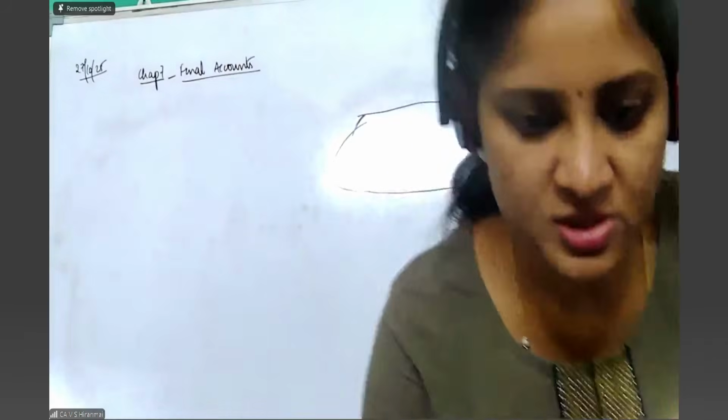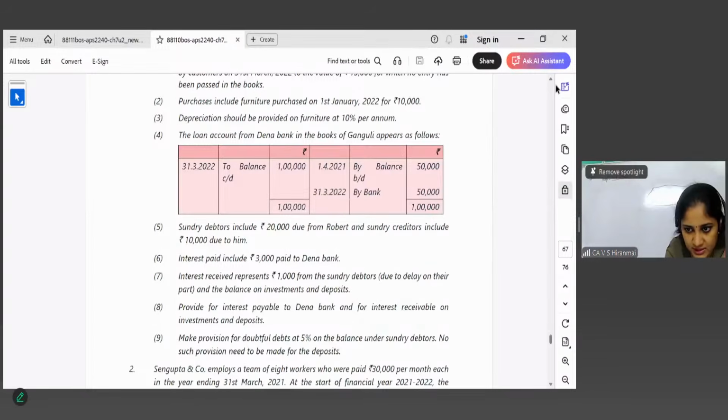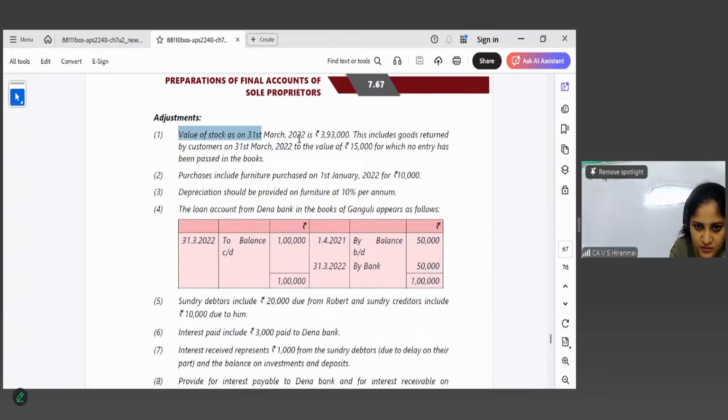See, practical question number 1 is very, very easy. But you should sit and do it concentratedly. That is the major point you should be very careful of. The value of closing stock is given to you here, my dear students. So this is the closing stock adjustment. It will go into the trading account and into the balance sheet. Now, this includes the goods returned, but no entry has been passed. For the sales return, you have not passed the entry which you should pass now.